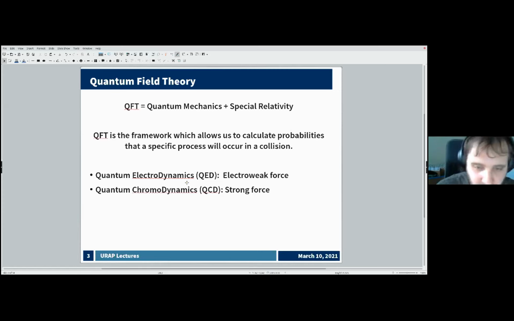And there are, let's say, two subsections of QFT. Quantum electrodynamics, QED for short, deals with calculations related to the electroweak force. And you also have quantum chromodynamics, which deals with calculations related to the strong force. Because the types of particles that are the propagators for these two types of interactions result in different math, different ways of solving the equations are needed.